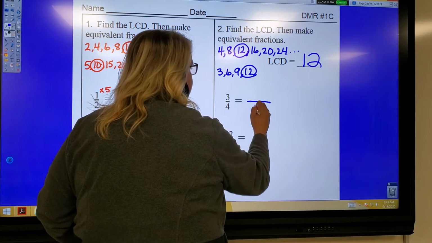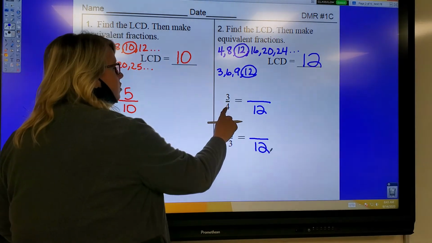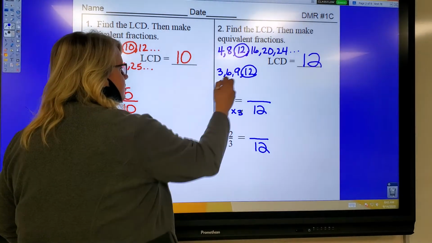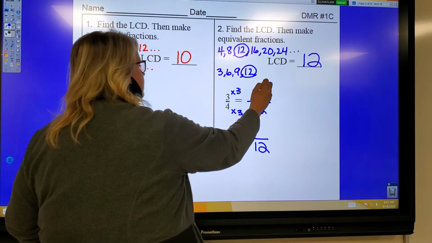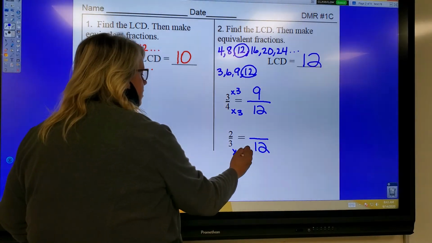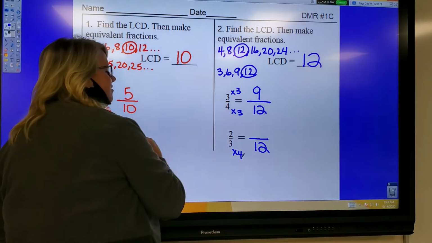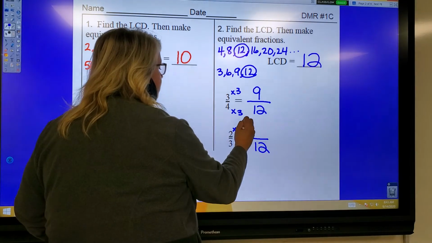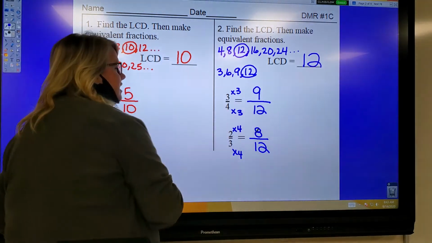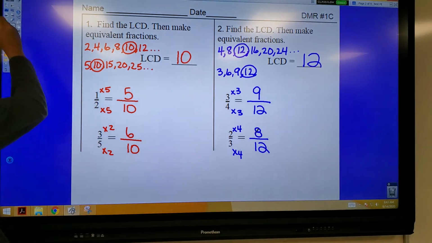That means each of my denominators down here are going to be 12. 4 times what is 12? 4 times 3 is 12. So I have to do 3 times 3, which is 9. And then 3 times what is 12? 3 times 4 is 12. So 2 times 4 is 8. And there we have 9/12 and 8/12, equivalent fractions that have the same denominator.